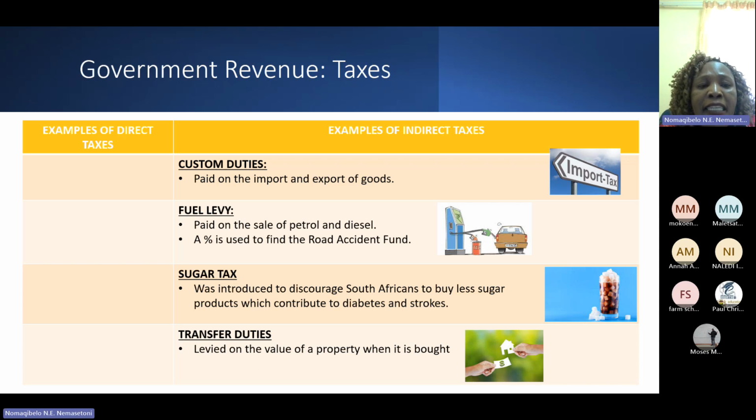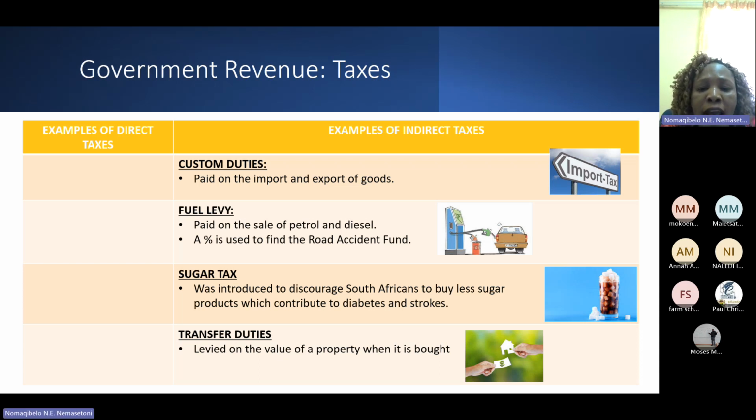Another example of the indirect tax is the customs duties that are paid on import and export goods. We also have the fuel levy that is paid on the sale of petrol and diesel, and a percentage which is used for the Road Accident Fund. And then we also have a sugar tax, which was introduced to discourage South Africans from buying sugar products, which contribute to diabetes and strokes, and also obesity, to reduce the number of people that are obese, because obesity leads to diseases.